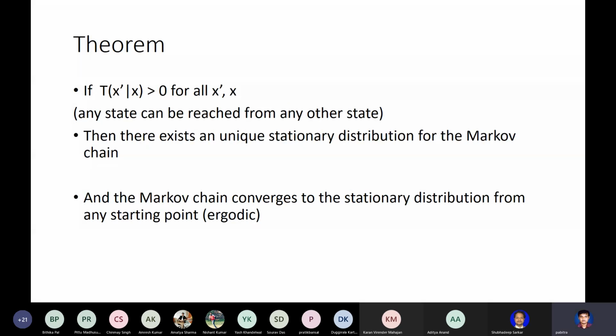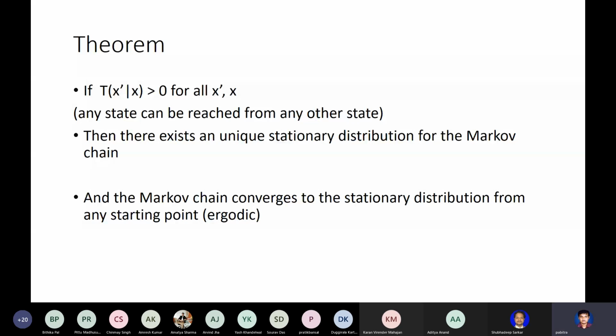There is a theorem called the ergodicity theorem, which says that if the transition probabilities are strictly greater than 0 for all pairs of states x prime to x, which basically means you can reach from any state to any other state, then the corresponding Markov chain will have a unique stationary distribution. And wherever you start from as your initial distribution, you will always land up in this stationary distribution. This is the ergodicity theorem. We'll say the Markov process, once it reaches the stationary distribution, has mixed, or has reached the mixing. It has become ergodic. This is usually true for most of the cases, but this is a requirement.